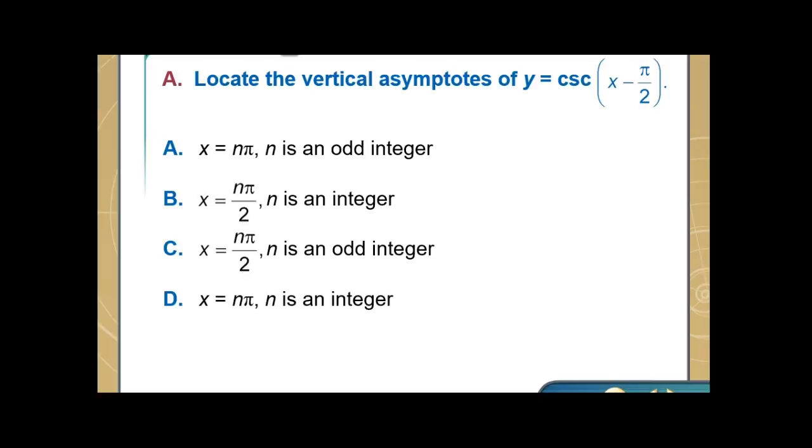So now we've got y equals cosecant of x minus pi over 2. Let's see if you can determine what your asymptotes would be here.